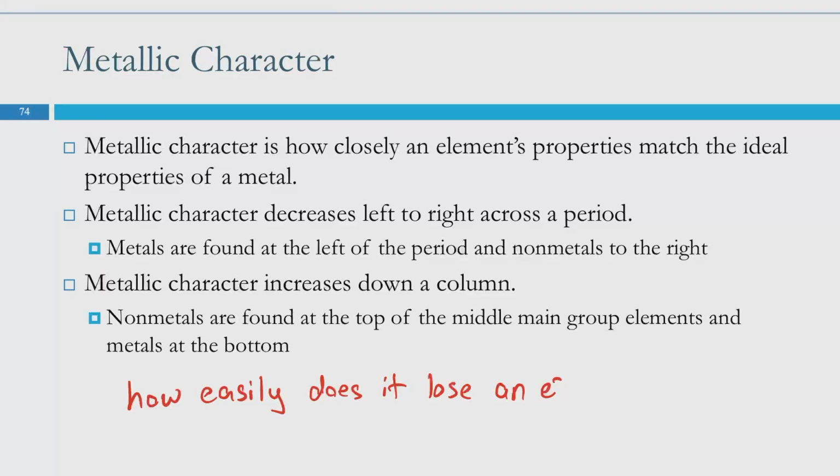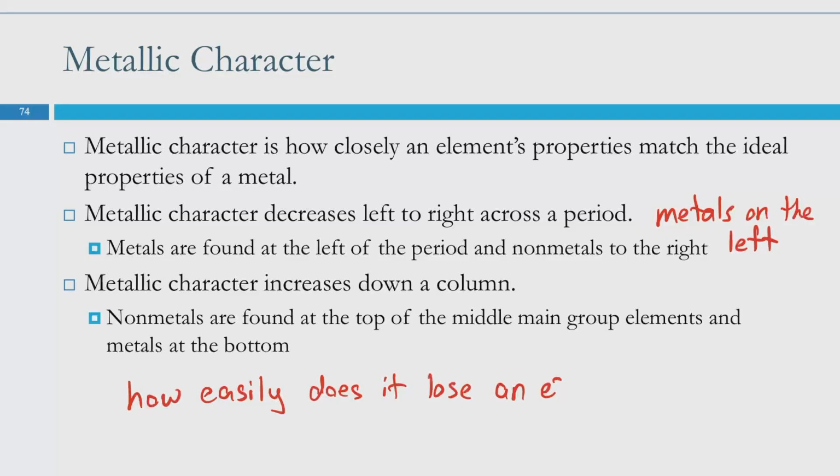Or where are the metals? On the periodic table, the metals are on the left. Our nonmetals are on the right. So the further you are to the left, the further you are into metal territory, the more of a true metal you're likely to find. The further you are to the right, the more likely you are to be one of those gosh darn nonmetals. You're not going to have very good metallic character.